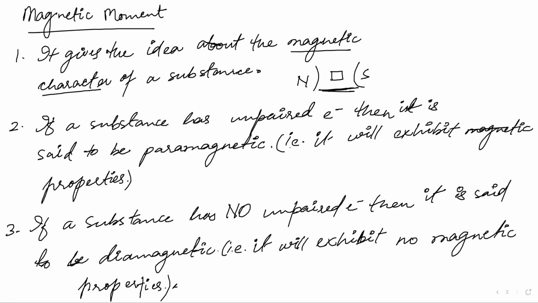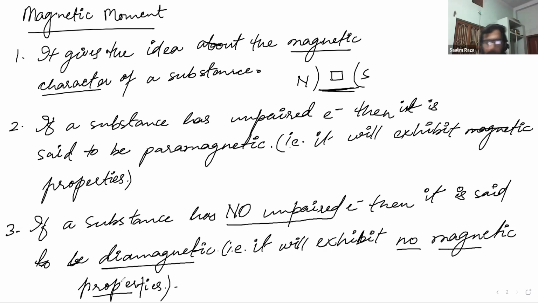So magnetic moment gives an idea about the magnetic character of a substance. If a substance has unpaired electrons, then it is said to be paramagnetic. It will exhibit magnetic properties. If the substance has no unpaired electrons, then it is said to be diamagnetic. It will exhibit no magnetic properties. Done, sir. Noted.